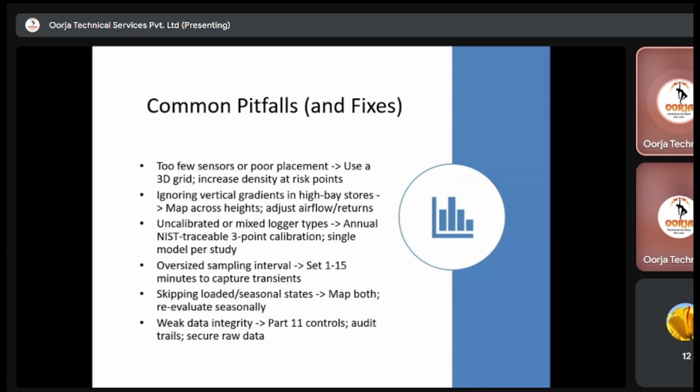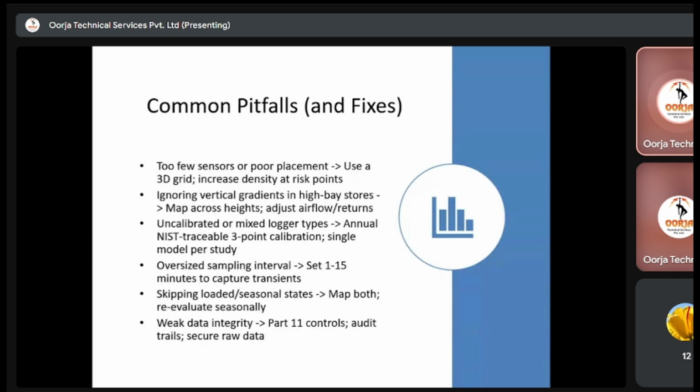We have an area. Now we should have sufficient loggers placed in that particular area, and that sensor placement must cover the entire area. Now, in case we do not have sufficient data loggers placed in that area, what will happen? We will not have sufficient detail about the temperature distribution of the area.